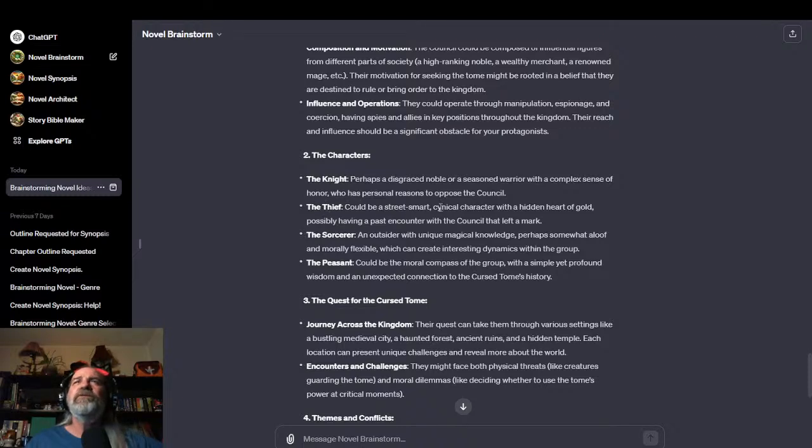The thief could be a street-smart, cynical character with a hidden heart of gold. That's so cliche, but you know, cliche works. That's why people keep using it. Possibly having a past encounter with the council that left a mark. The sorcerer, an outsider with unique magical knowledge, perhaps somewhat aloof and morally flexible, which can create interesting dynamics within the group.